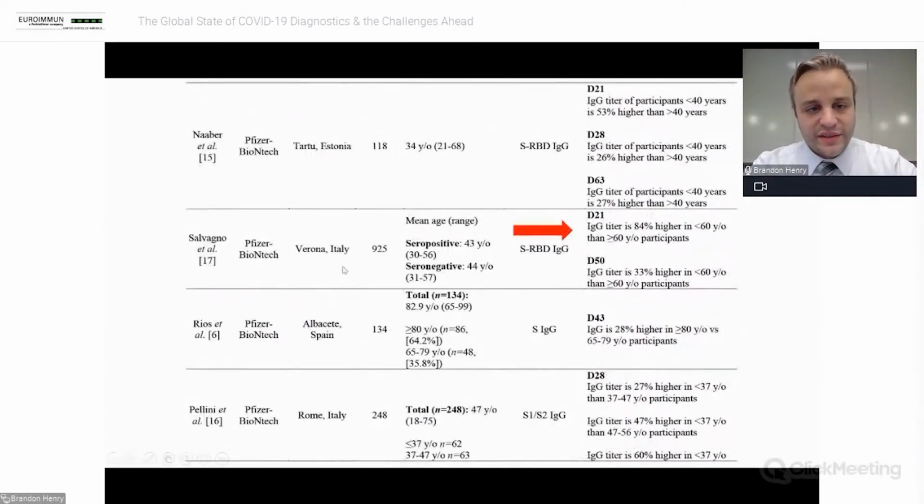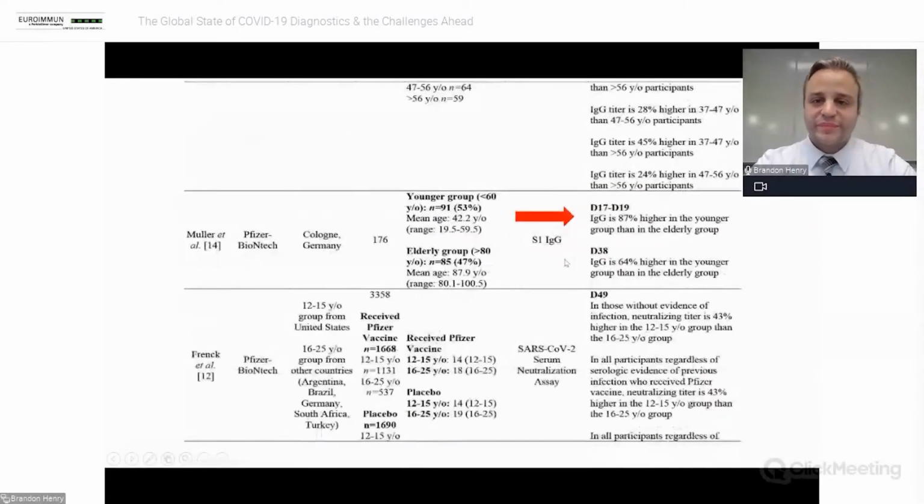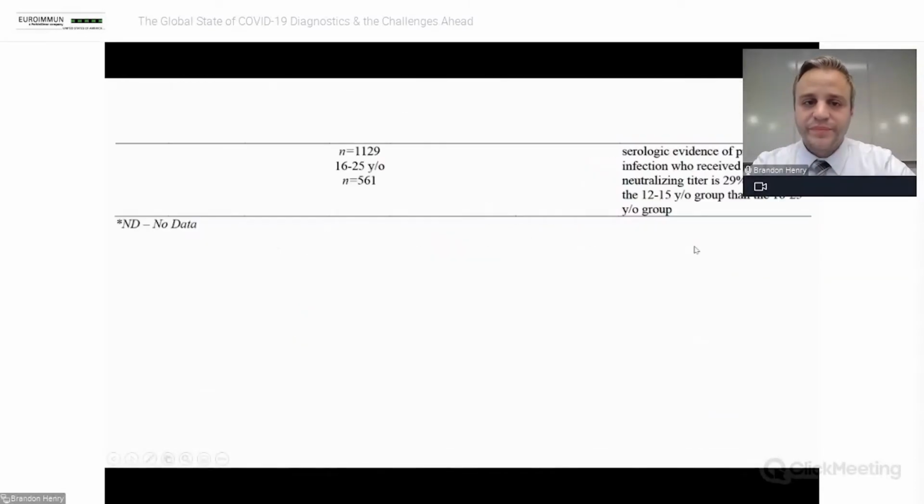Here, this is our study that we did in Verona, Giuseppe Lippi's group, and we found that, after the first dose, the IgG titer is 84% higher in those less than 60 as compared to over 60. And this decreased to a still significant 33% after the second dose. Another study, again, showing how consistently high, this study was run by Muller, was 87% higher in the younger group after the first dose.